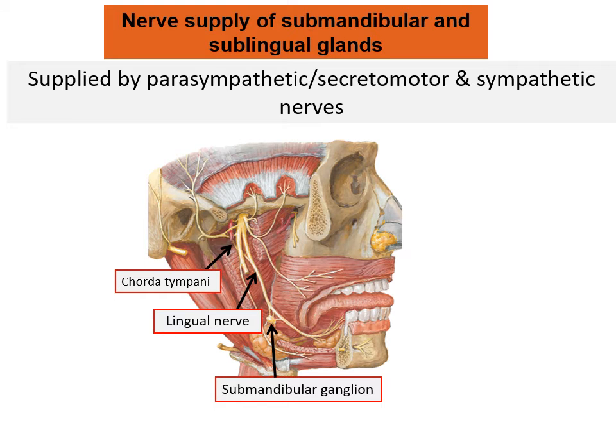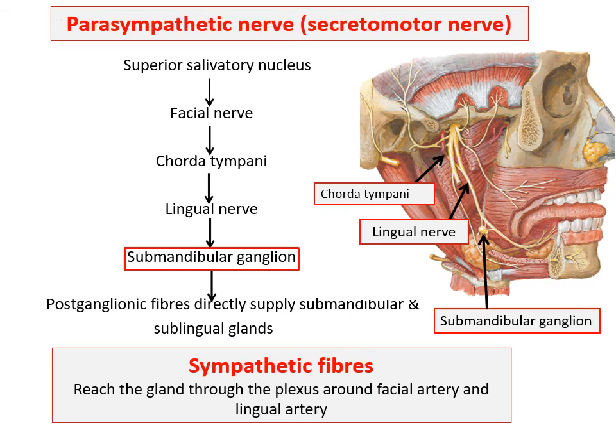Now the nerve supply of submandibular and sublingual glands. As you know, the exocrine glands are supplied by parasympathetic and sympathetic nerves. The parasympathetic nerves are also called secretomotor nerves because stimulation of these fibers causes a release of secretions from the gland. That is why parasympathetic fibers or nerves are also called secretomotor nerves.